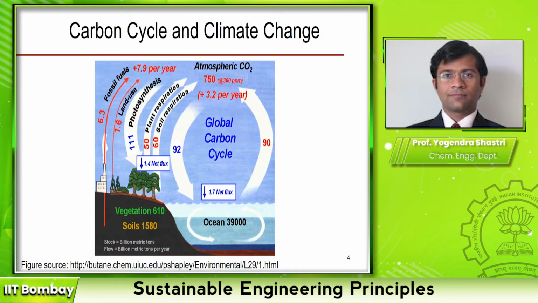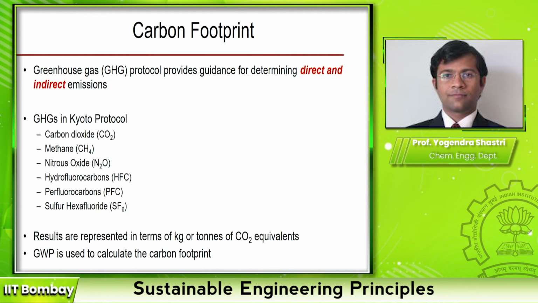The problem is because there is excess amount of CO2 being emitted into the atmosphere, which increases the atmospheric CO2 concentration, leading to climate change. And that's why there is so much interest in carbon cycle and subsequently carbon footprint calculations. So the carbon footprint basically quantifies the greenhouse gas emissions, and not only the direct greenhouse gas emissions but also the indirect emissions. When the carbon footprint calculations were originally proposed, the focus was mainly on carbon dioxide, because at that time it was assumed that carbon dioxide is the main factor leading to climate change.